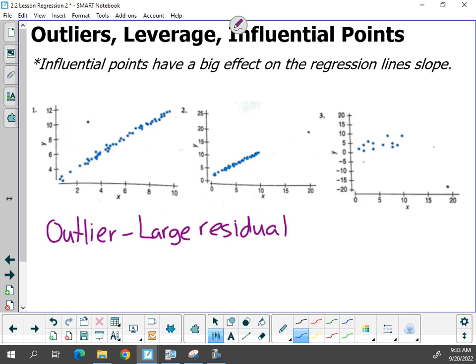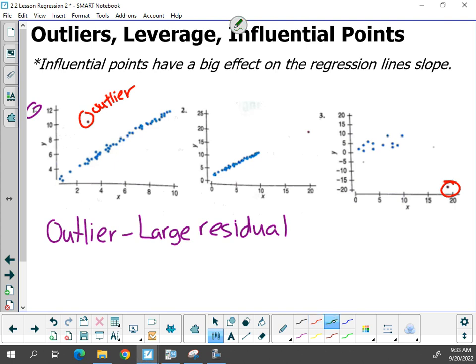So if I look at this first scatter plot, we have this point hanging out up here. A large residual is a data point that is far above or below the rest of the data. That one certainly is far above the rest of the data, and so we would call that an outlier because it has a large residual. I think we would call that point an outlier as well.